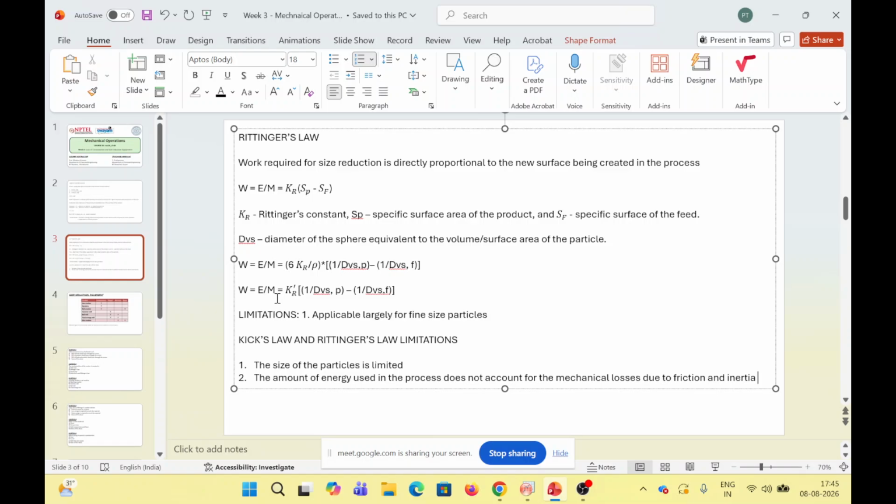Now to account for these, there comes the third law, which is Bond's law. Bond's law is applicable for various sizes of free particles, and it also accounts for the loss of energy that usually happens during the size reduction process. So, quickly speaking about Bond's law.